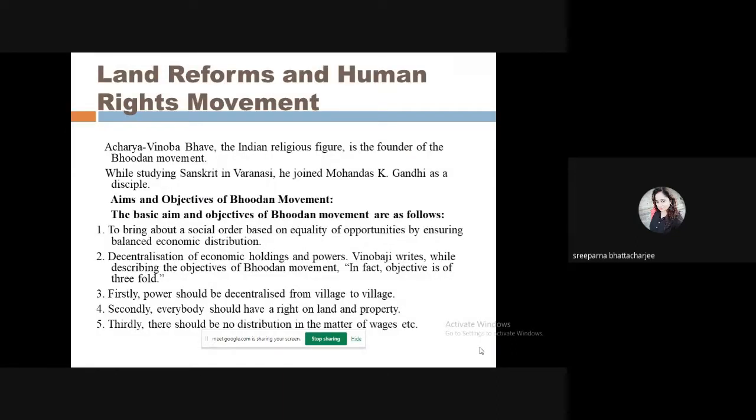So another important point here is land reforms and the human rights movement. Okay, we know that the agrarian structure in India was such that we had the land holding system, or the zamindari kind of system, where it was completely feudal in nature. Okay, and this feudal nature is also something very exploitative.